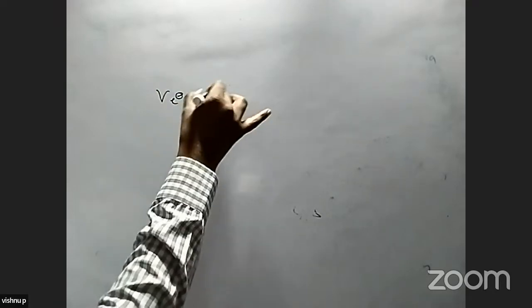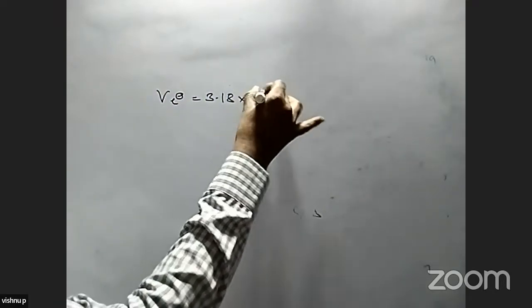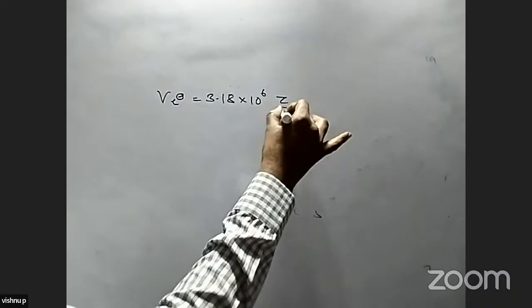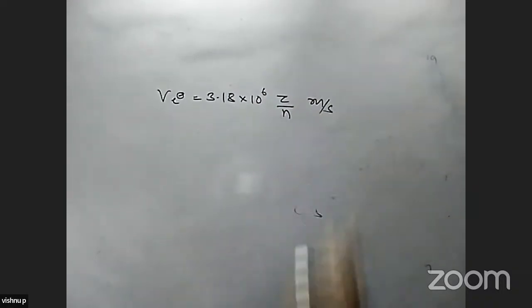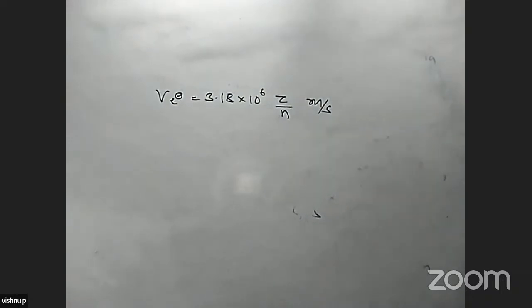And after that, from Bohr's theory, we can calculate the velocity of the electron also. Velocity of electron is equal to 2.18 into 10 to the power of 6 times atomic number by orbit number meters per second, and we use this formula to find the velocity of the electron.